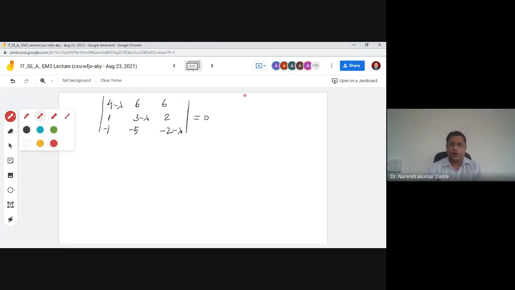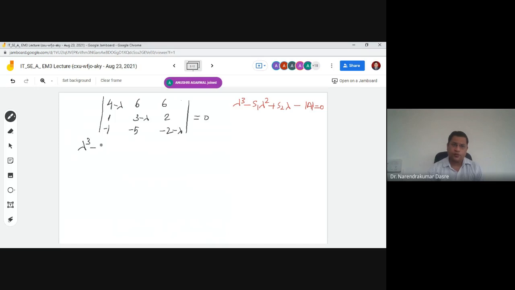And what we know is the shortcut, that is lambda cube minus S1 lambda square plus S2 lambda minus determinant of A is equal to 0. So that's what we have. Now let us write down this equation. So this equation will be lambda cube minus lambda square, and here you will be having 4 plus 3 minus 2, S1, the sum of diagonal elements.